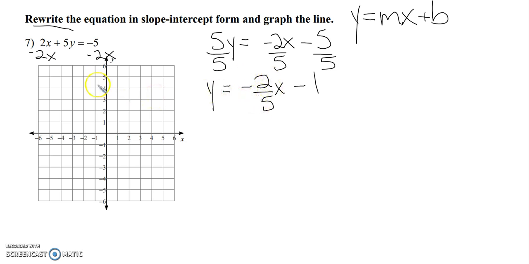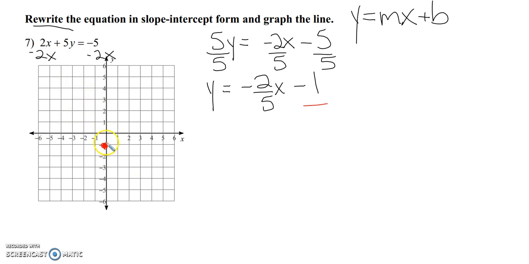This is a negative slope, so our line is going to be decreasing or falling from left to right. This is our y-intercept, so we're going to go ahead and graph that. This is negative 1. And then we can use our slope to find another point. Since this is negative, we can either find a point over here or over here.